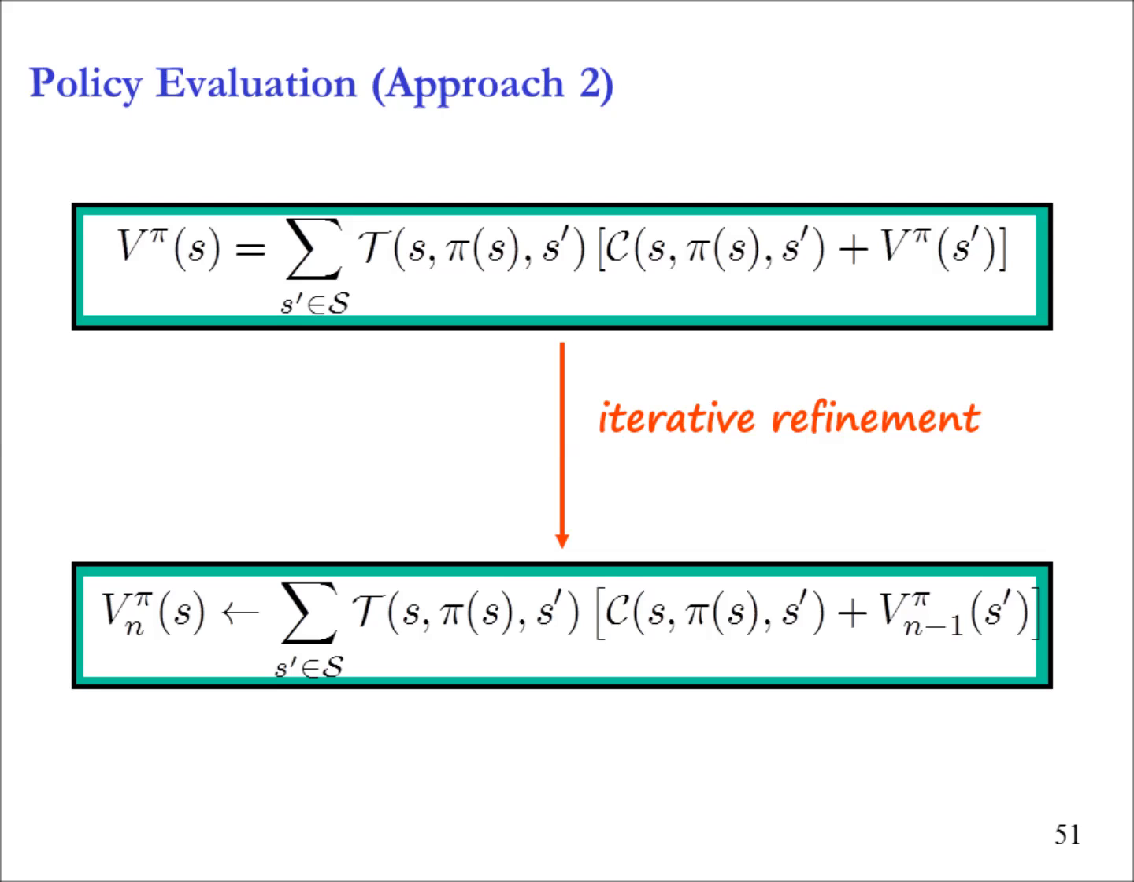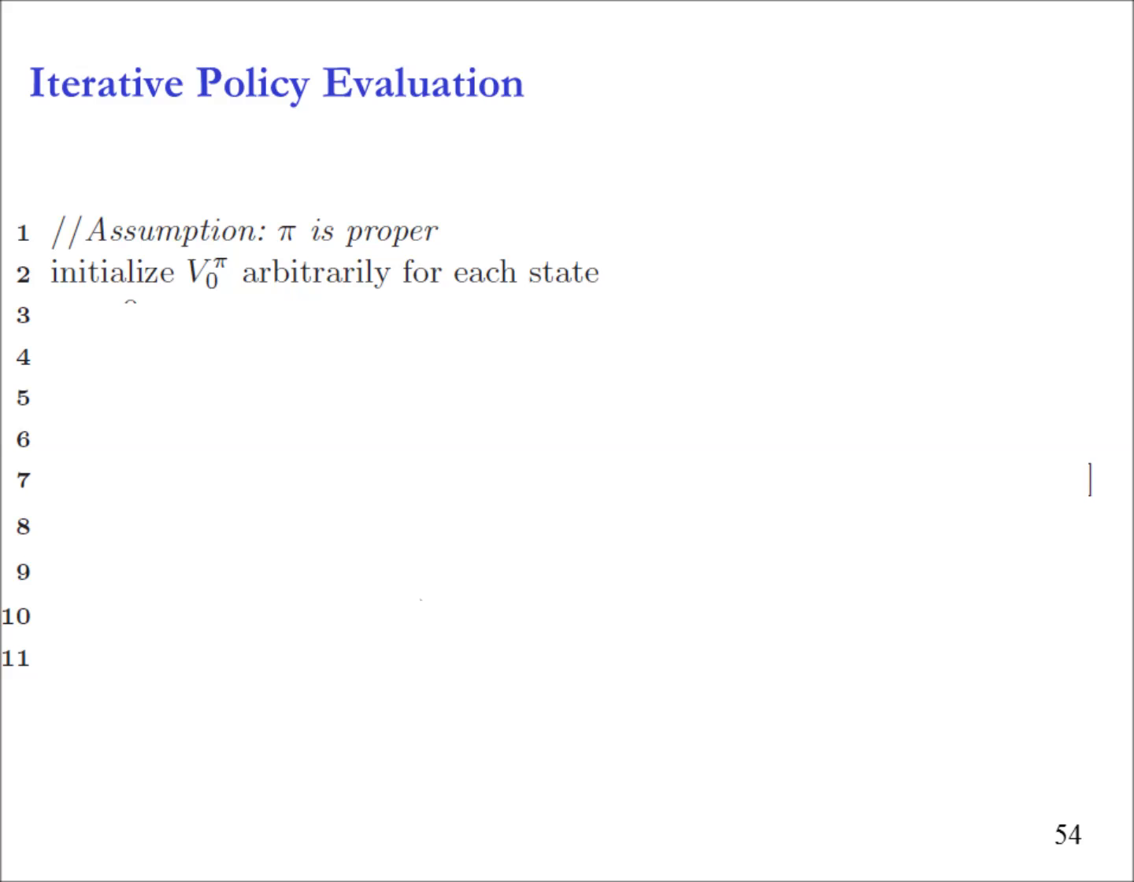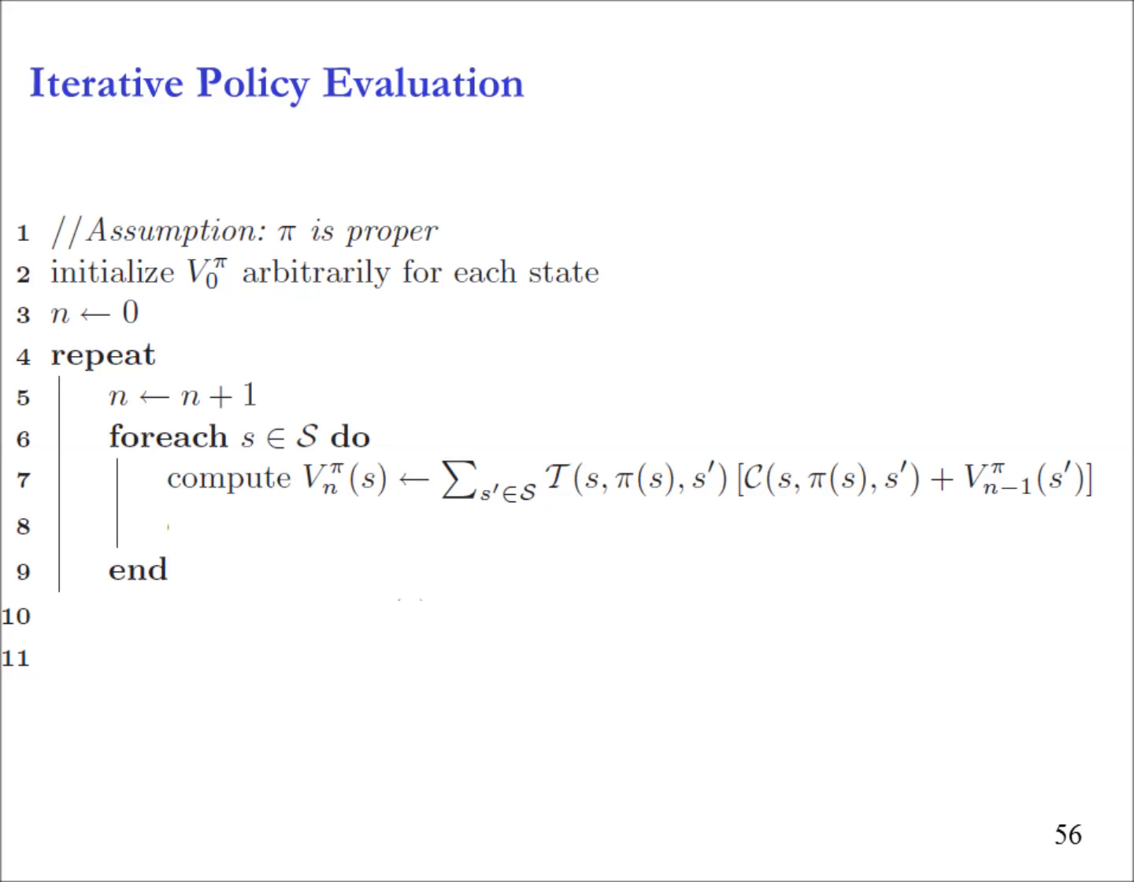Alright. Notice here on the right hand side I'm going to use previous values, and here I'm going to compute the new value. This is the algorithm. You initialize V0 arbitrarily for every state, and then do the following iteration. In each iteration, for every state, you compute the new approximation Vn.